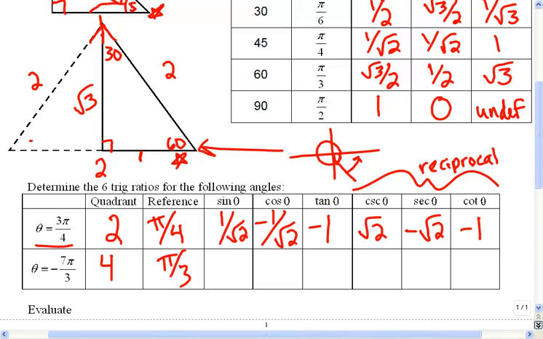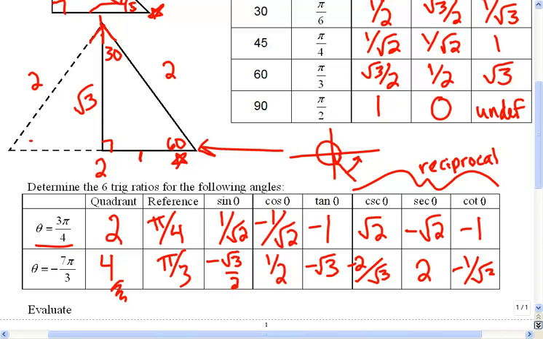For the sine, it's going to be root 3 over 2. For the cosine, it's going to be 1 over 2. For the tangent, it's going to be root 3. Now, I have to apply the CAST rule in quadrant 4. So in quadrant 4, the sine is negative, the cosine is positive, the tangent is negative. So these are the exact values. Their reciprocals look like this. And that would be the remaining exact values.